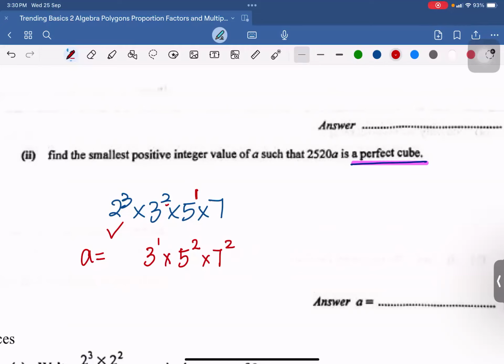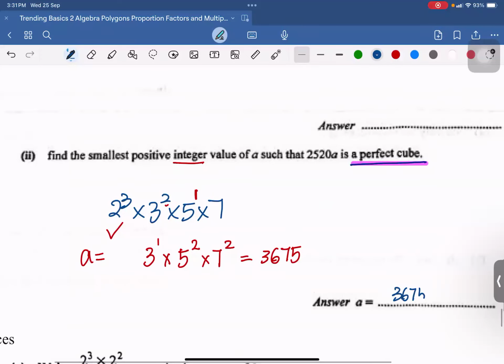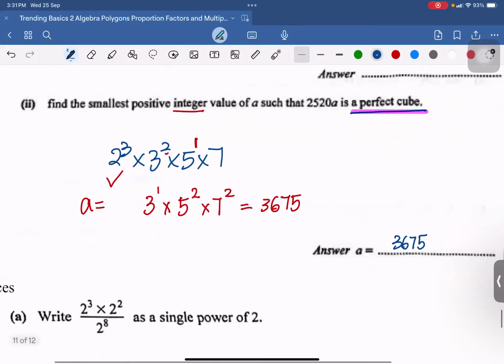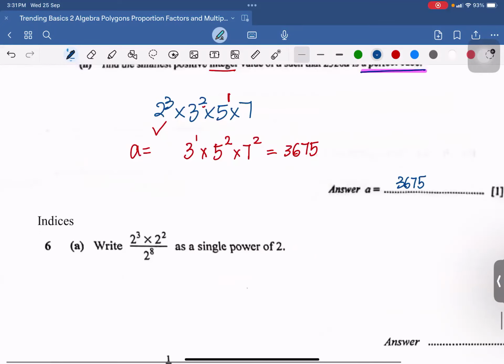Find the smallest positive integer value. I want the integer value. So I calculate out this number, and I'll get my answer, 3675. Is this okay? Yeah, good. Thank you, Elise. Next one.